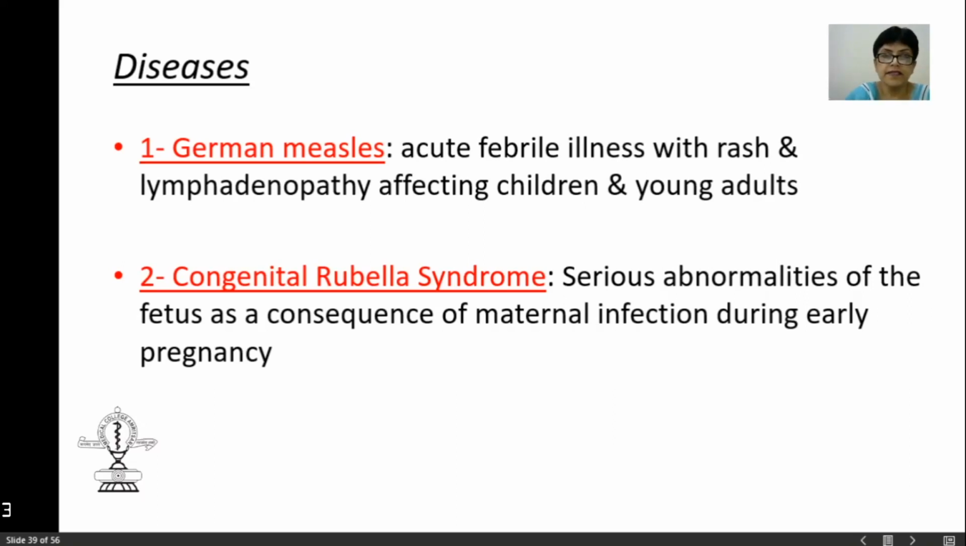German measles again is an acute febrile illness accompanied by rash and lymphadenopathy affecting children and young adults. But what is most significant in this very mild illness is the congenital rubella syndrome, which will cause serious abnormality of the fetus if the mother happens to contract this infection during the first trimester of her pregnancy.